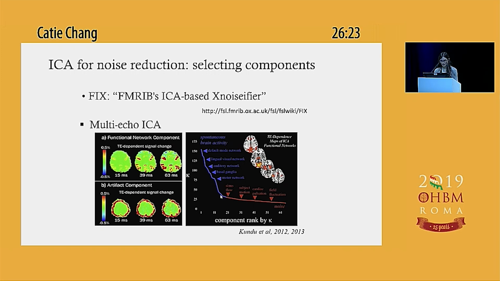and so certain effects that we might not be interested in, like slow changes in breathing or heart rate, are actually BOLD-related mechanisms, and so therefore we need other methods if we wanted to try to separate those.